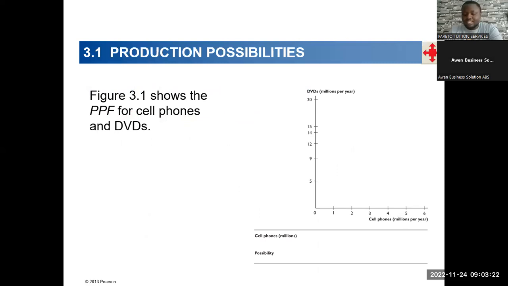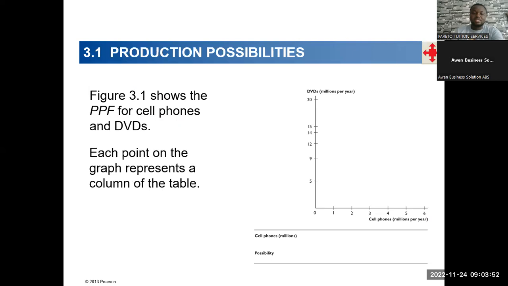Now, let's look at this diagram here. We are producing two goods, DVDs, in millions per year, and cell phones, also in millions per year. The horizontal axis shows the quantity of cell phones that can be produced, and the vertical axis shows the DVDs. The table here shows the various combinations of DVDs and cell phones that we can actually produce.